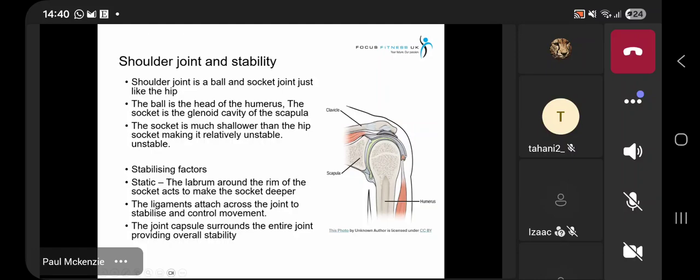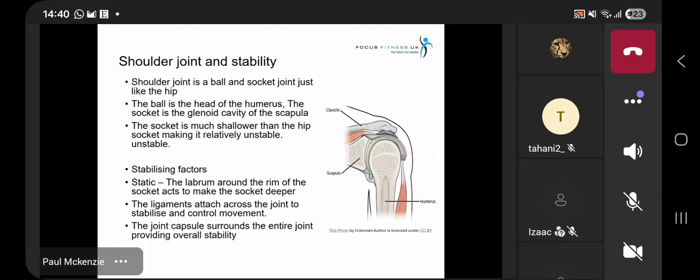Stabilizing factors. So we have what's called static stabilizers, just like in the hip. We have the labrum around here. That's going to help make the socket a little bit deeper, a bit more stable, but it's not going to be as deep and as stable as the hip joint. Because when you think about it, the hip bears a lot of load as well, doesn't it? It's all the way from above the body through the sacrum and then through the hips. So even though the hip has a wide range of motion, it has to have a lot more stability.